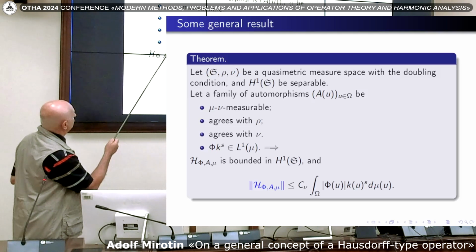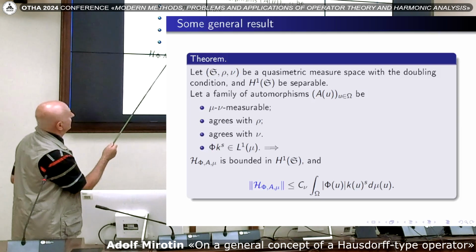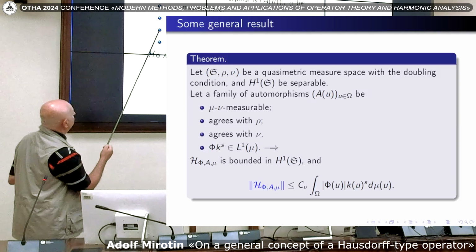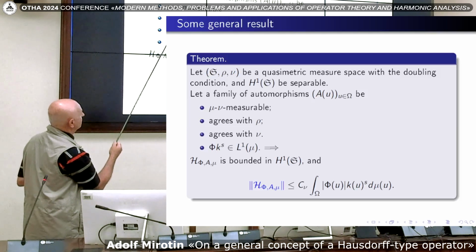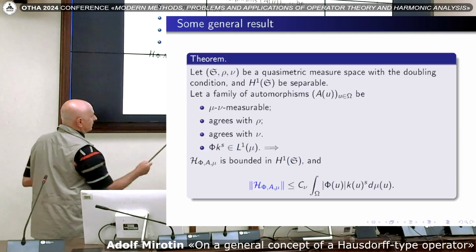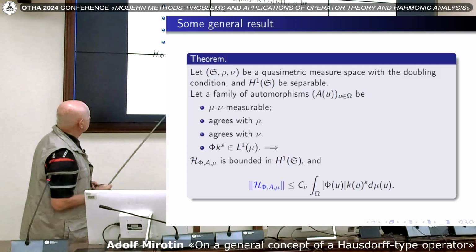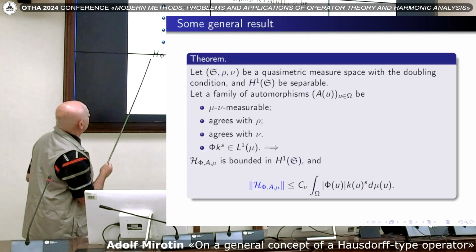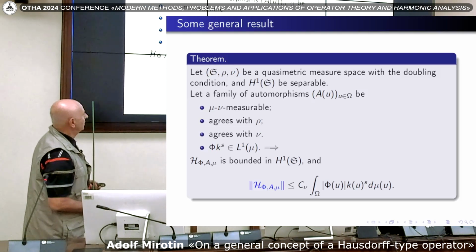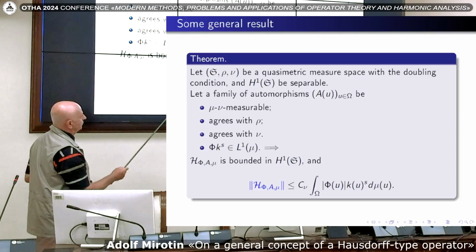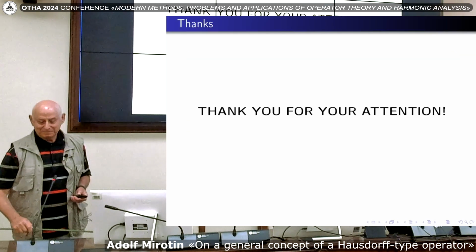Let S, rho, nu be a quasimetric measure space with the doubling condition. Suppose H1 on S is separable, and let the family of automorphisms be mu nu measurable, agree with rho, and agree with nu. Then if the integral on the right hand side of this inequality converges, our general Hausdorff operator H F A mu is bounded in the Hardy space H1, and its norm satisfies the following estimate. Thank you for your attention.